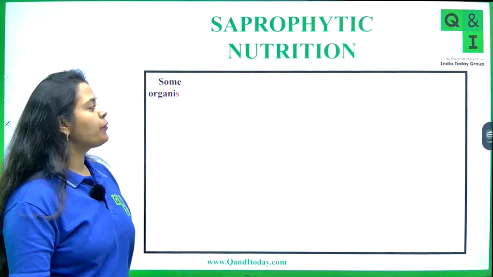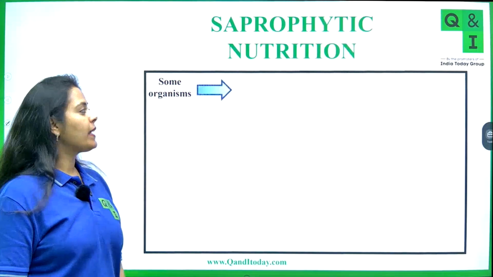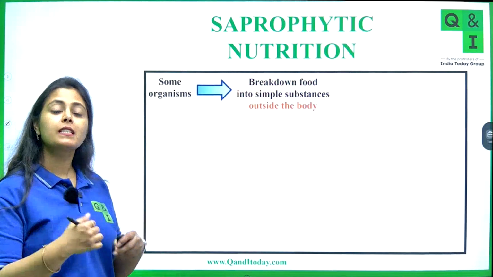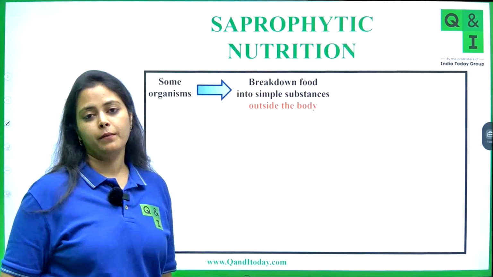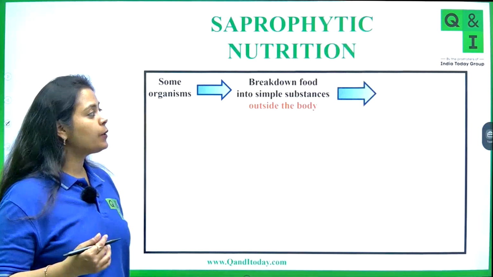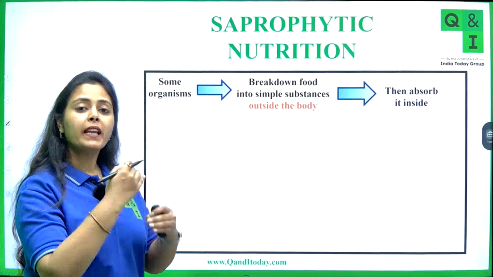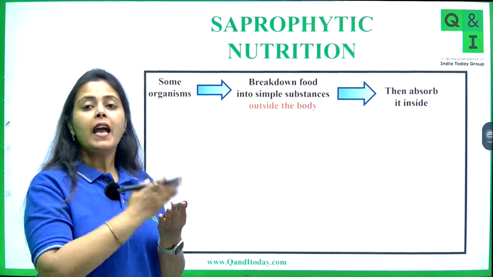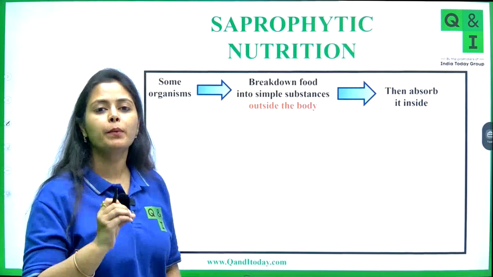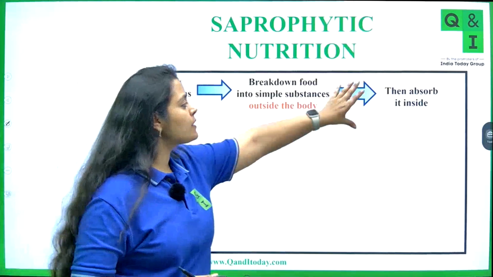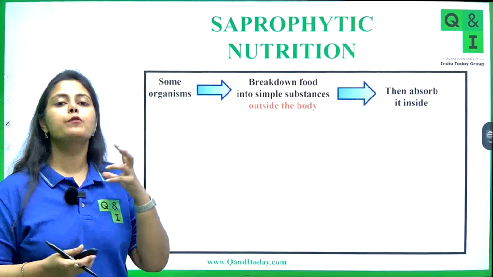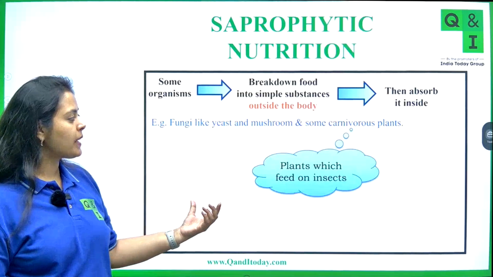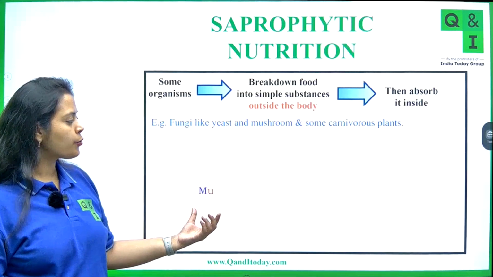First of all, saprophytic nutrition. Some organisms break down food into simple substances outside their body. What organisms are doing basically? They are releasing enzymes outside their body, and they are breaking the food down into simpler substances. And then those simpler substances are absorbed inside. With this, you can see an example here. I'll just show you this example.